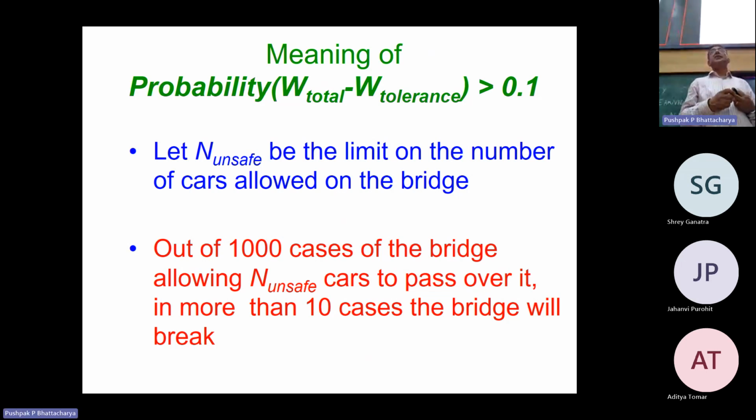Okay, so if we take a limiting case where 1,000 is a good number, so if we allow 1,000 cases of the bridge allowing an unsafe number of cars, then in 10 cases the bridge will break. Okay, that is the probability I want. Even if I do not allow an unsafe number of cars on the bridge, the bridge can still break, if everything is probabilistic. But what I want is that if I allow an unsafe number of cars to be on the bridge, the probability of the bridge breaking should be 0.01. Okay, let's analyze this further.